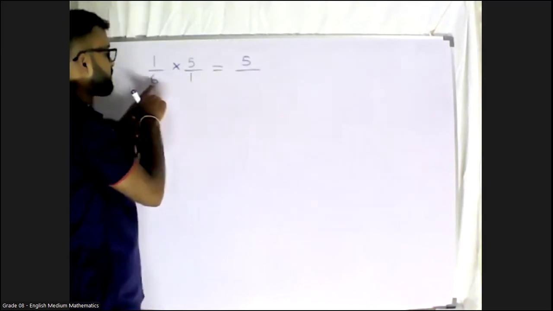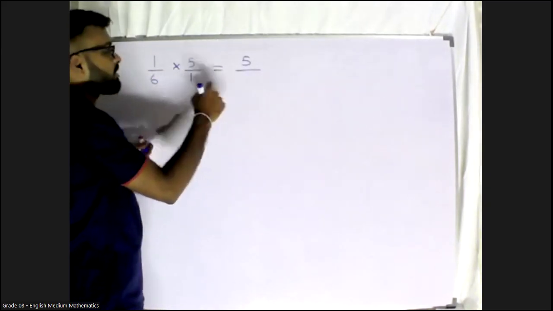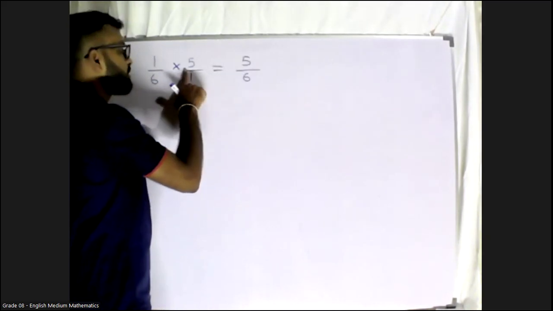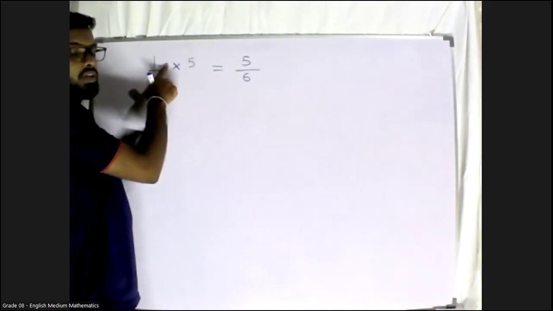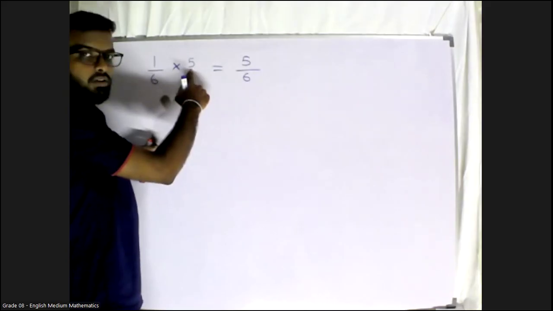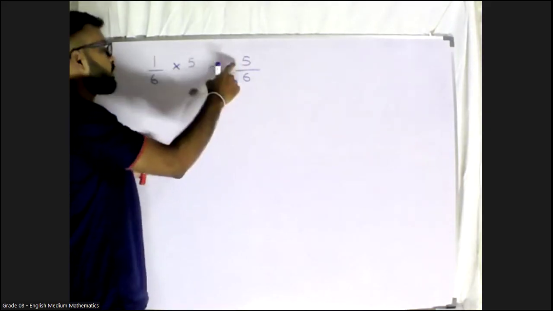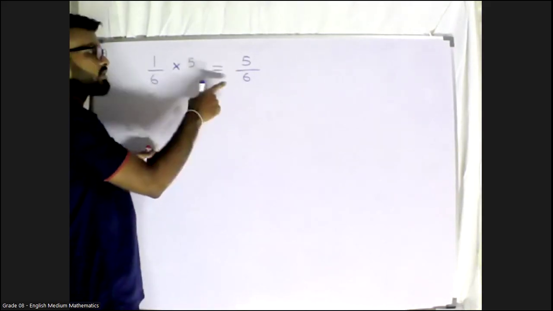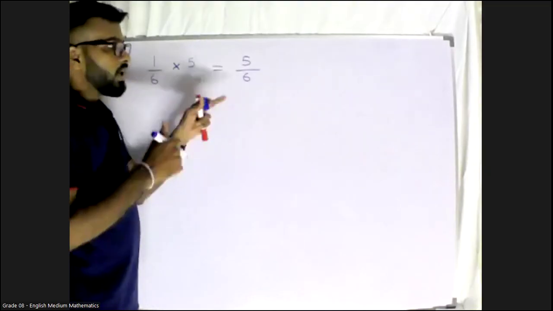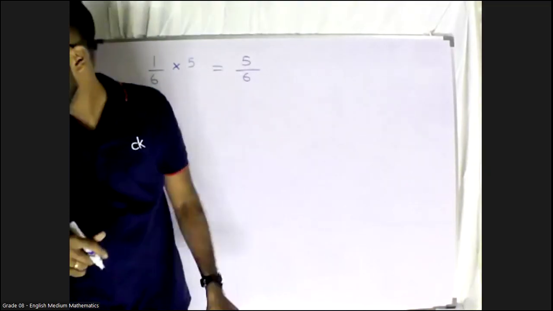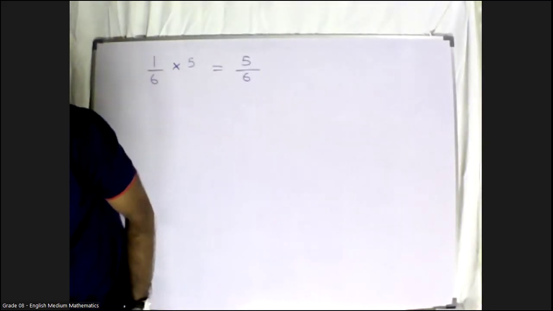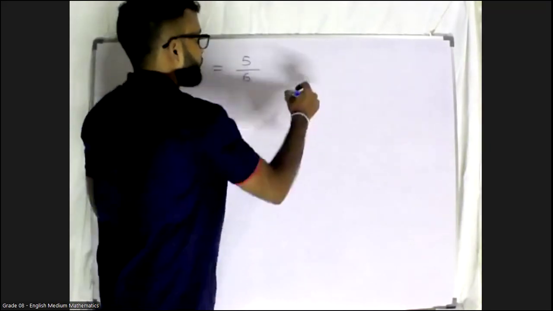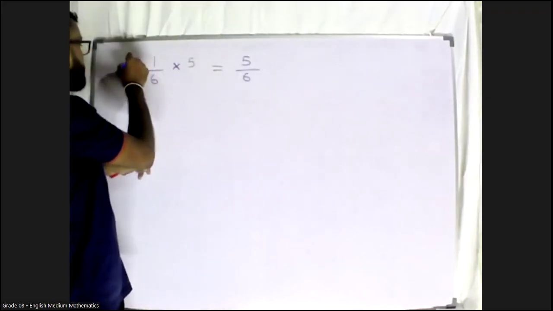What is the denominator? 6. No need to worry about this. The numerator is only multiplied by 5. 1 times 5, 5. Denominator is 6. I have taught you this before. That's very simple. And 3/10 times 3. So this is the first.